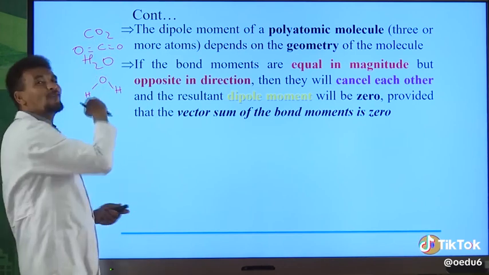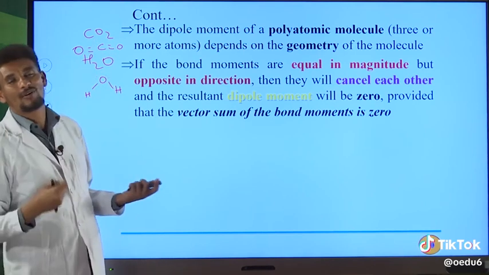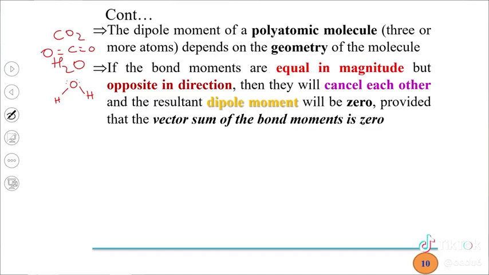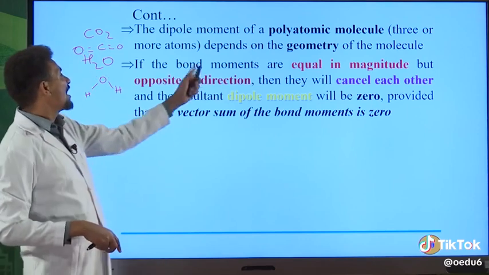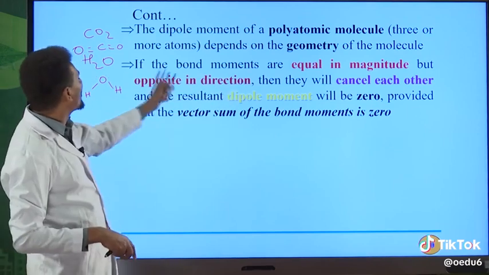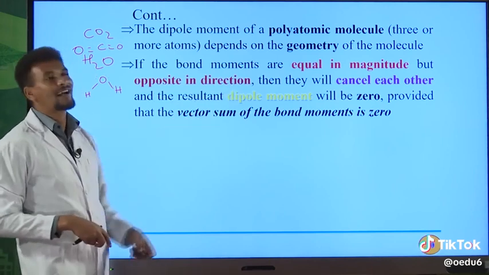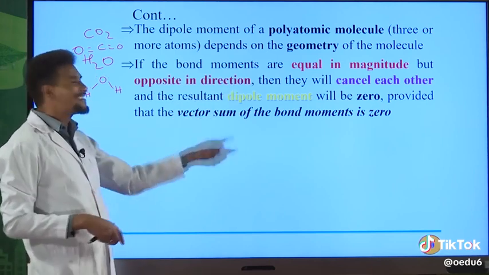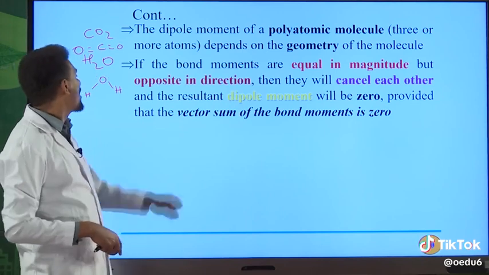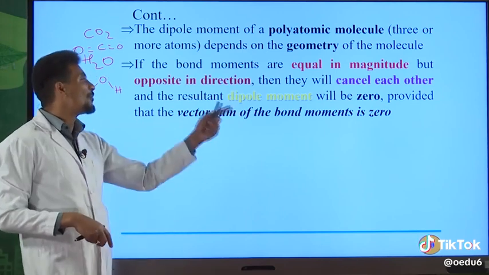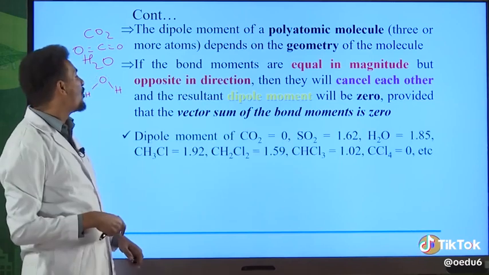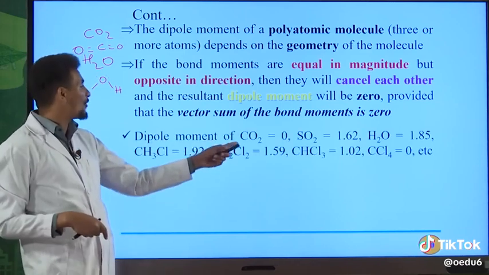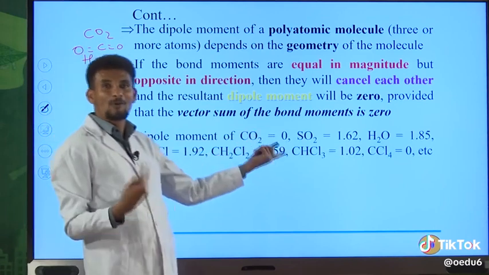But the dipole moment for water molecule is greater than 0. If molecules have dipole moment greater than 0, those molecules are polar covalent molecules. If the bond moments are equal in magnitude but opposite in direction, then they will cancel each other, and the resultant dipole moment will be 0. If the vector sum of the bond moments is 0, then the molecule is a non-polar molecule. For example, the dipole moment of carbon dioxide is 0, so it is a non-polar molecule.